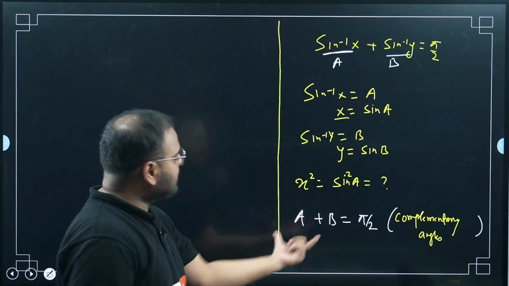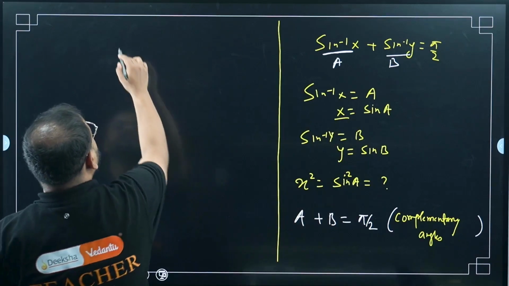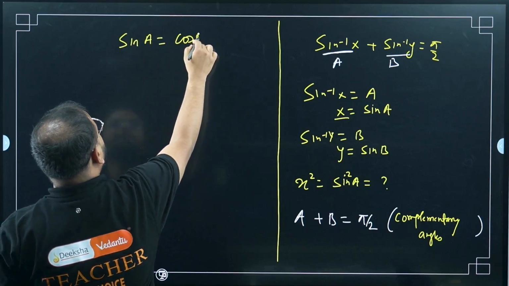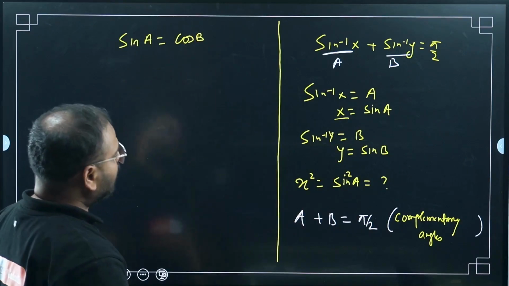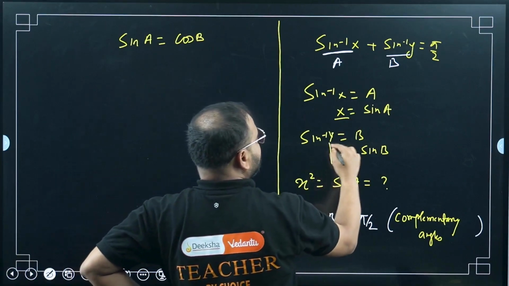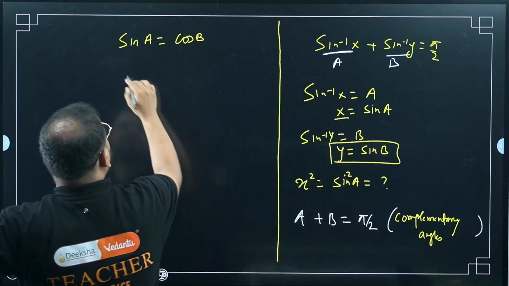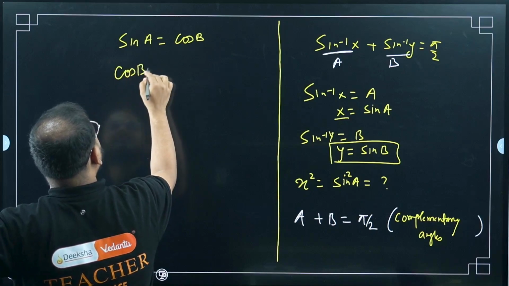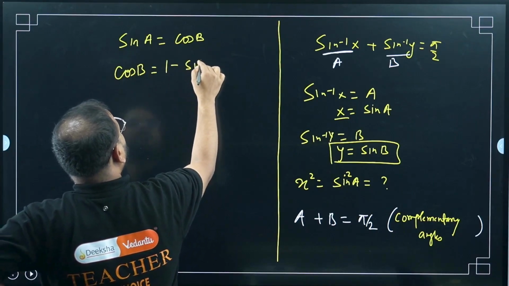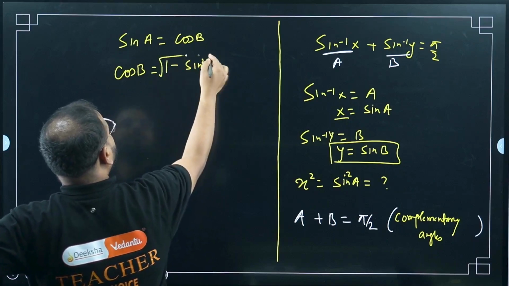Now, if A plus B is pi by 2, it means sine a equals cos b. We know this. Now, how will I write cos b? I know sine b is y. So my cos b will be root under 1 minus sine square b.